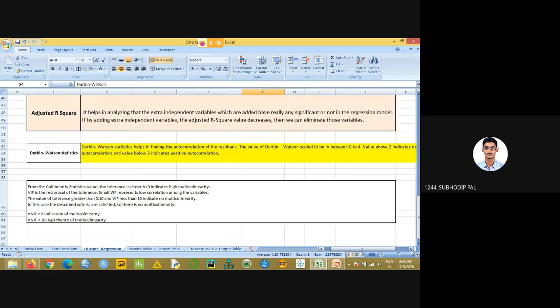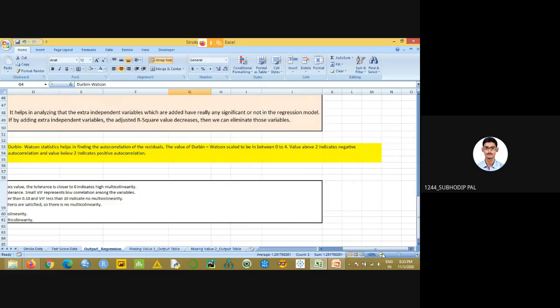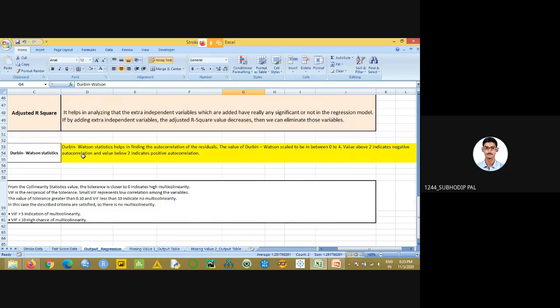So what it says, Durbin-Watson statistics helps in finding the autocorrelation of the residual. What do you mean by autocorrelation? If you have watched the video of last session, you can explain that.